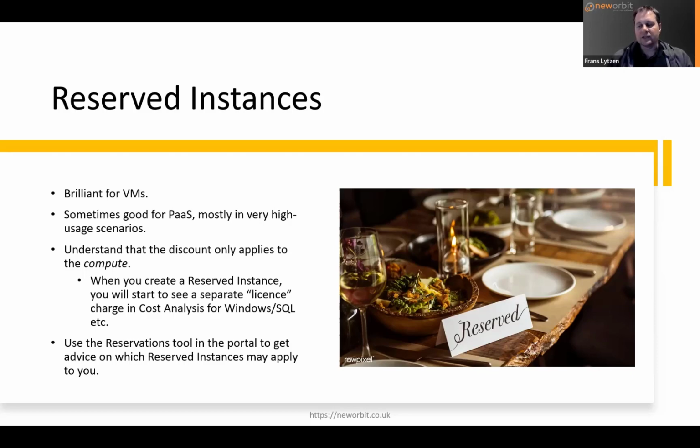But fundamentally, in the portal, there is a reservations tool. If you can benefit from reservations, it will tell you. So if that doesn't suggest anything, it's because there's nothing to suggest. Okay, it's a pretty good tool. So stop worrying about it. If that isn't suggesting it, give up.